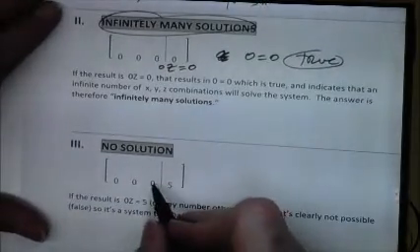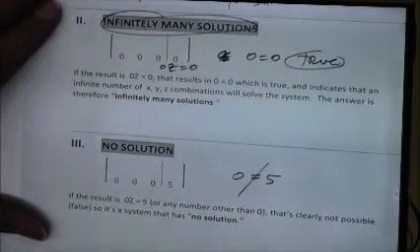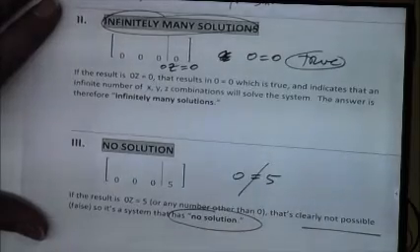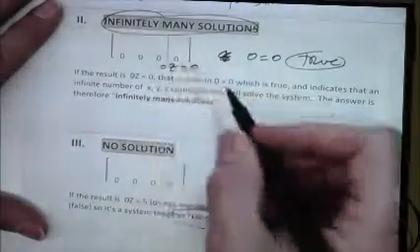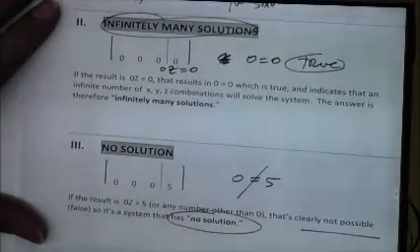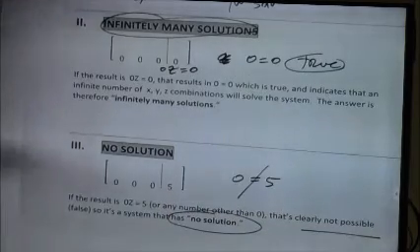This one, you get 0 times z, so you get 0 equals 5, which is not true. So when it's not possible, that means it's a no solution. It's that simple. If they're both zeros down here, it's infinitely many solutions, and if it's a number with the 0, then it's not possible because of this. That means it's 0 times z, and it's just not possible.